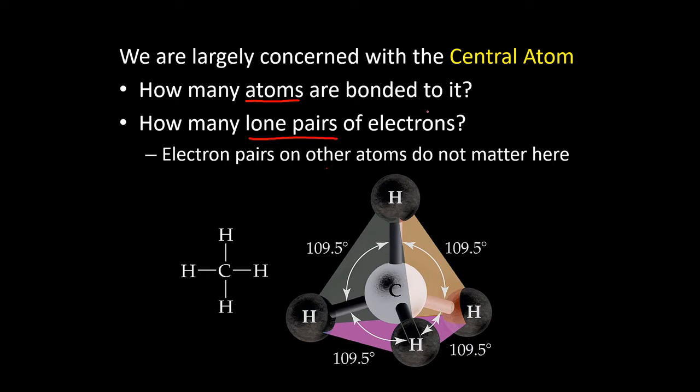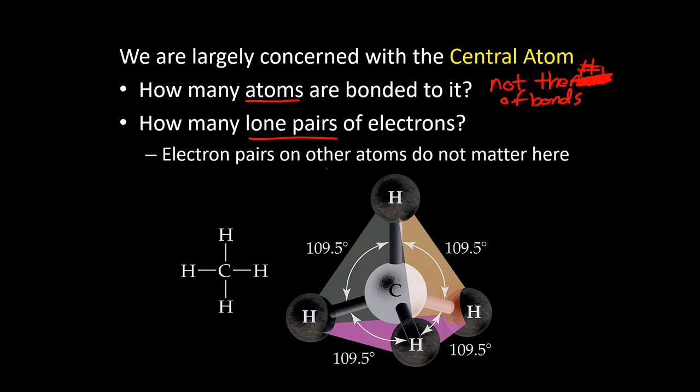Now notice here we are talking about the number of atoms that are bonded to it, not the number of bonds. I think I'm going to run out of space there. Yep, run out of space. So not the number of bonds, because if we have a double bond, that is still just one atom attached to the central atom. We are going to count double bonds and triple bonds as one group.